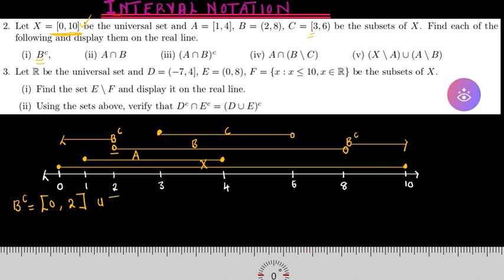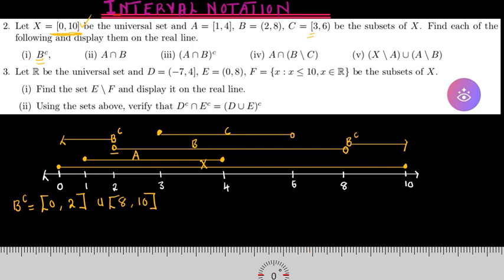Union. Even here, 8 wasn't included, so we're going to include it in the real line because we're dealing with the complement. And of course, this is going to be 10 like that.